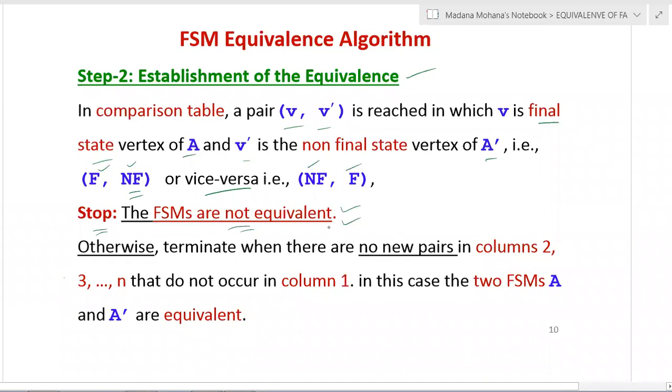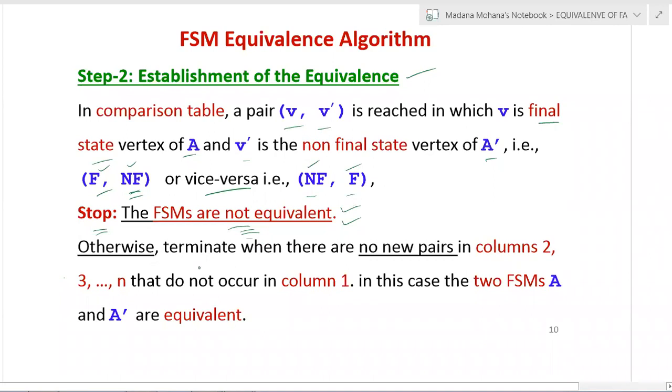This is one conclusion. Whenever you get, in column 2 or column 3 of the comparison table, a pair combination of a final state, non-final state, or non-final state, final state, at least one such combination is enough. Then you can stop and conclude the FSMs are not equivalent.